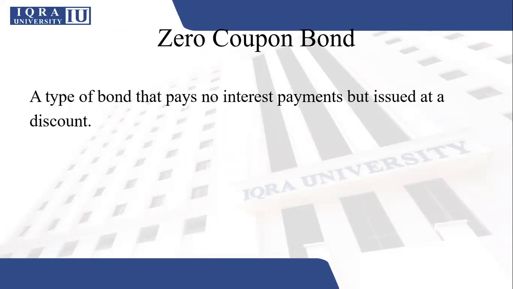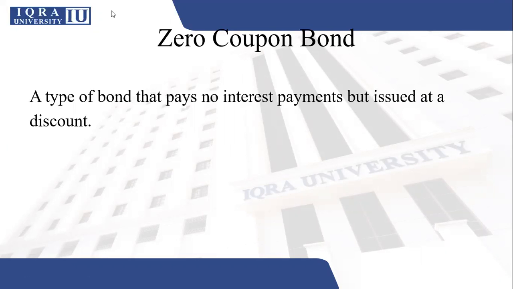A zero coupon bond is a type of bond that pays no interest payment but is issued at a discount. It is a bond that will pay no annual interest but is sold at a discount below par, thus compensating investors in the form of capital appreciation. So if you want to, let's say, purchase a zero coupon bond, most probably it will be trading at a discount. Discount means it will be trading below the par value.